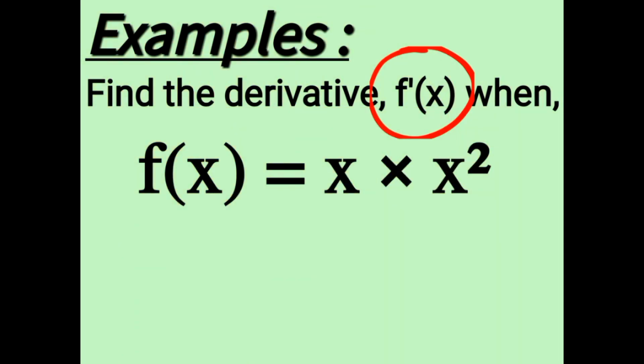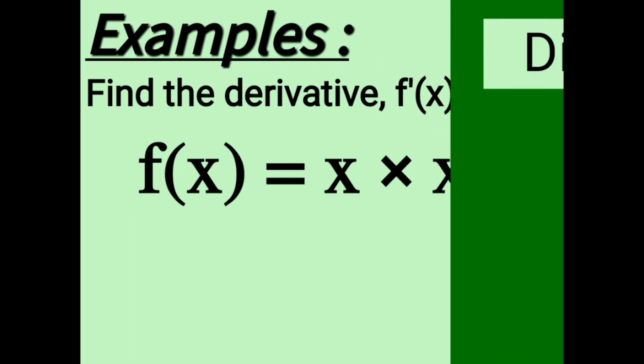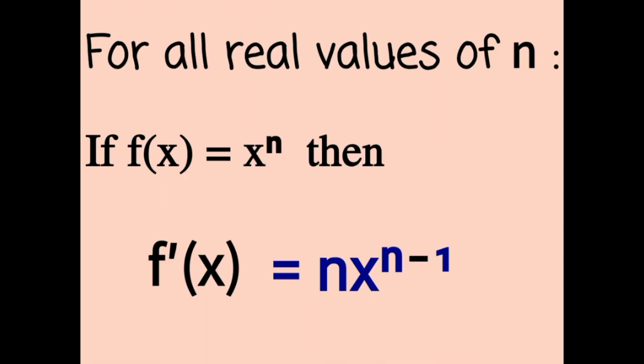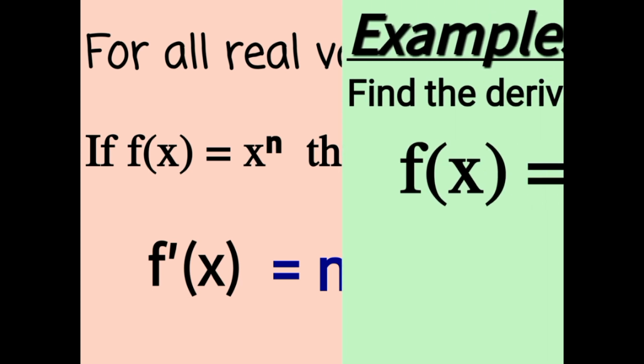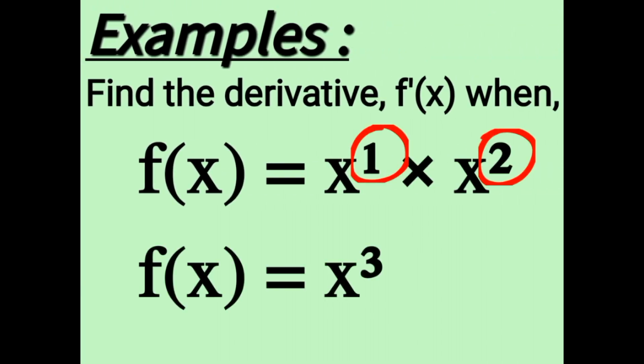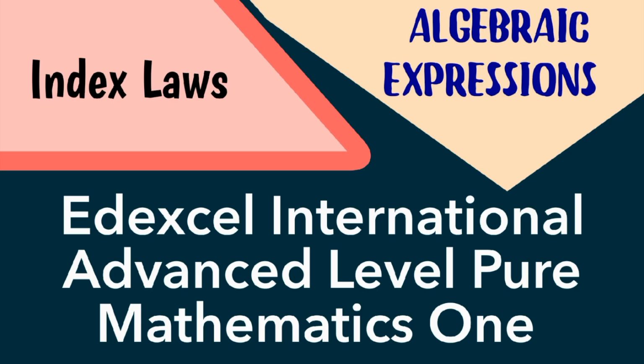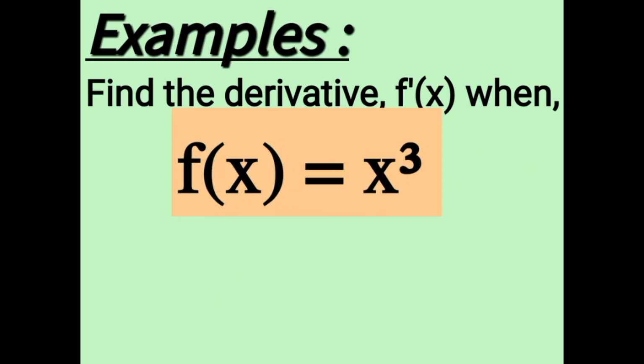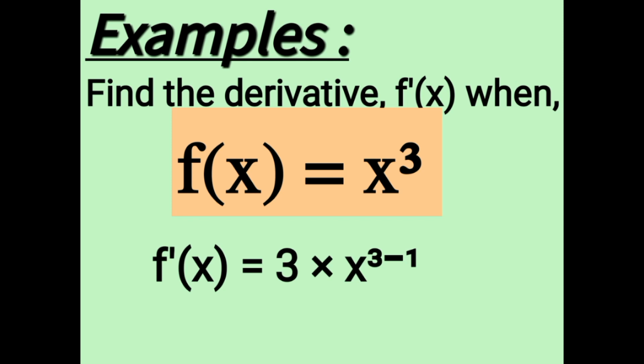Now, f(x) equals x times x to the power 2. In order to find the derivative f dash x, first we need to write this in the form x to the power n before we can use this rule. Using the laws of indices, f(x) equals x to the power 3, as we added the powers together. I've already covered the laws of indices in my first PO Maths video. If you want, check it out for more details. Now, f(x) equals x to the power 3. Then, f dash x equals 3 times x to the power 3 minus 1, equals 3 times x to the power 2, equals 3x to the power 2.